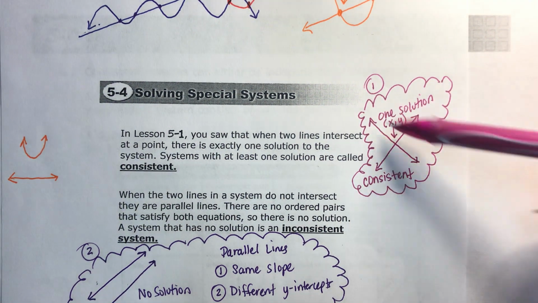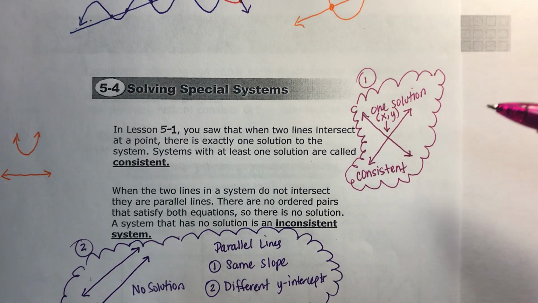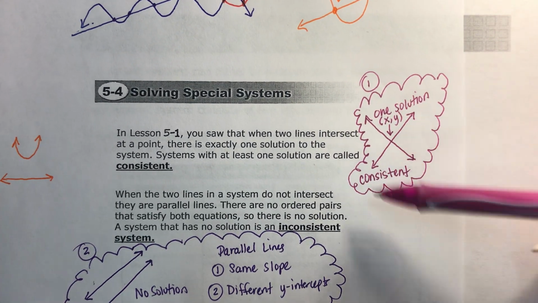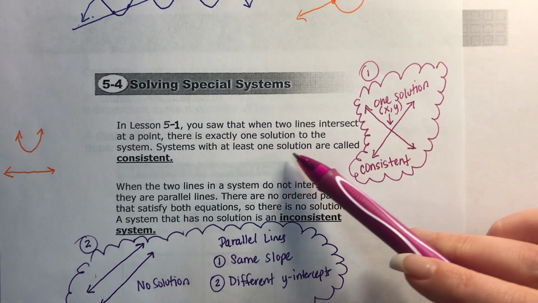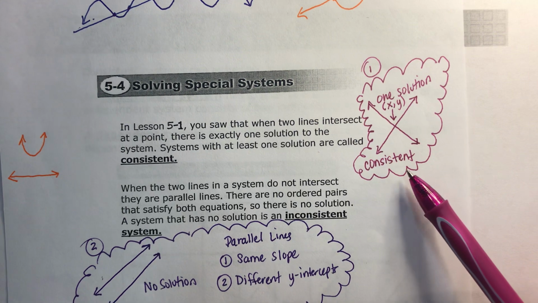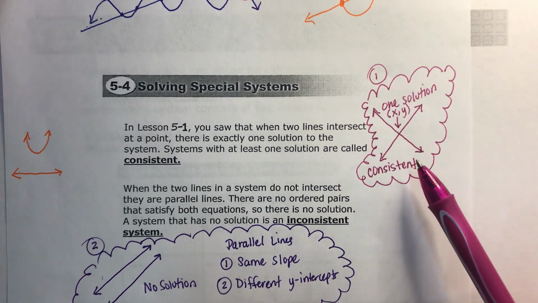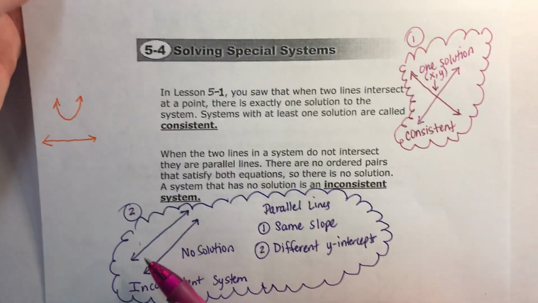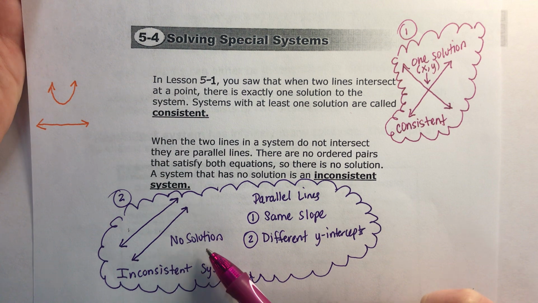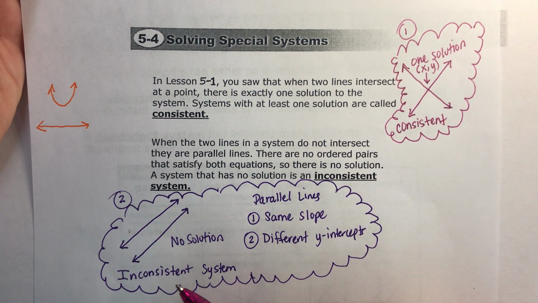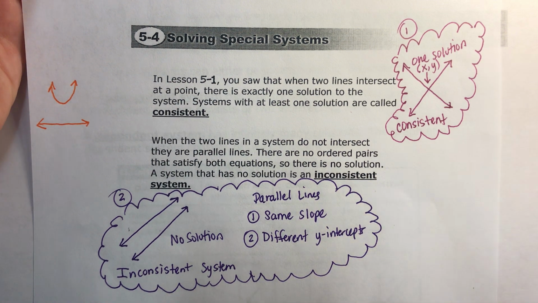For the most part, we were dealing with 2 lines that had one intersection, which was a point, right? So earlier in this lesson, we said that systems that have at least one solution are called consistent. If they have one solution, that is a consistent system. Then the second example was when we have 2 parallel lines and they don't have a solution, and we said that those were inconsistent systems. Parallel lines have the same slope and different y-intercepts.